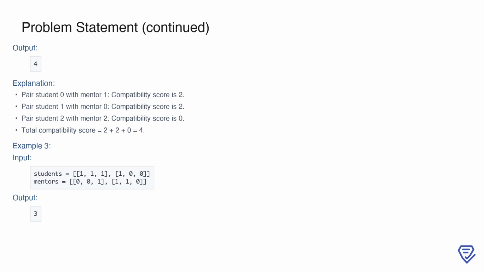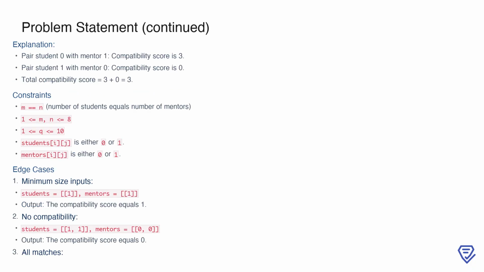maximizing the score. In the third example, we again have 2 students and 2 mentors. Pairing student 0 with mentor 1 yields a compatibility score of 3, which is the maximum possible score for this pairing because their answers match at all 3 positions. Student 1 is paired with mentor 0, but their answers don't match at any position, resulting in a compatibility score of 0. Adding these scores together gives a total compatibility score of 3. This example shows the importance of carefully evaluating all possible pairings to find the one that yields the best result.